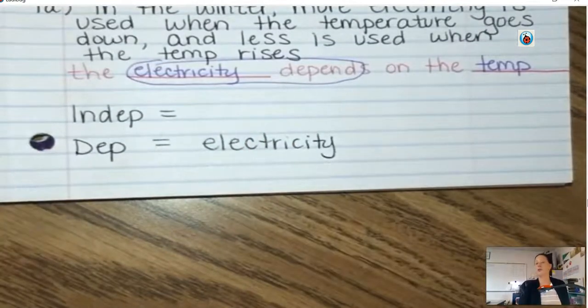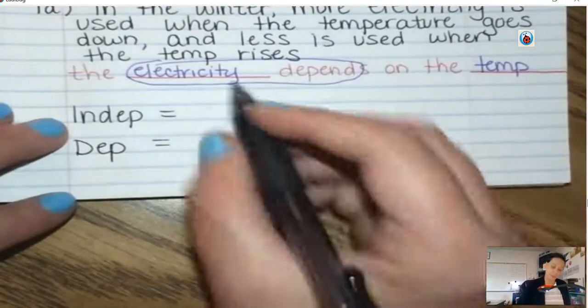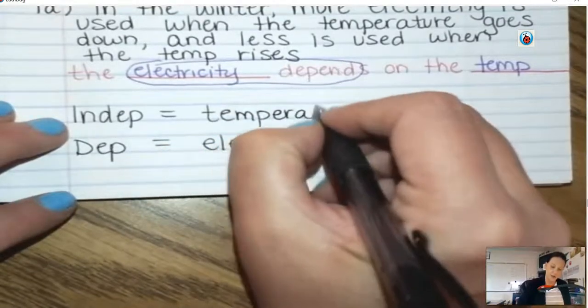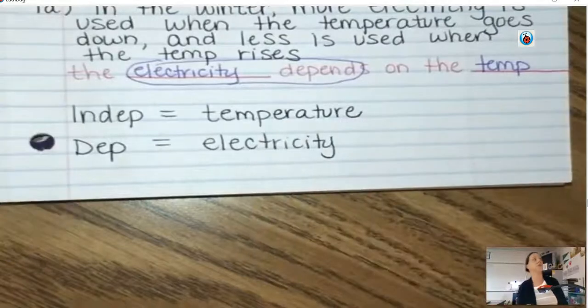And again, this should be a review from 8th grade science. You guys did dependent and independent. And then your independent is temperature. The temperature outside is just going to change. It's not waiting to figure out how much electricity you're using. It's just going to go up and down. So it's independent.